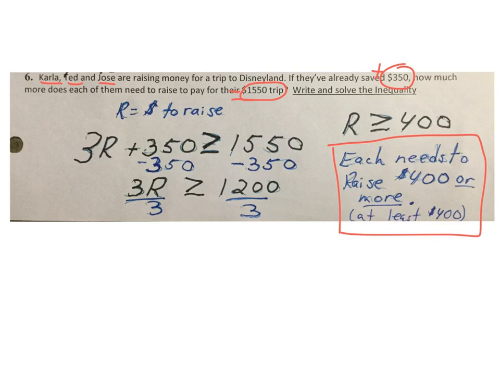Now go ahead and make sure you are writing the sentence. Each needs to raise $400 or more. You must put or more, or you could write each needs to raise at least $400, because that's what inequalities are all about. They're not equations. So they don't have to raise exactly $400. They can raise more than $400 and most likely will.